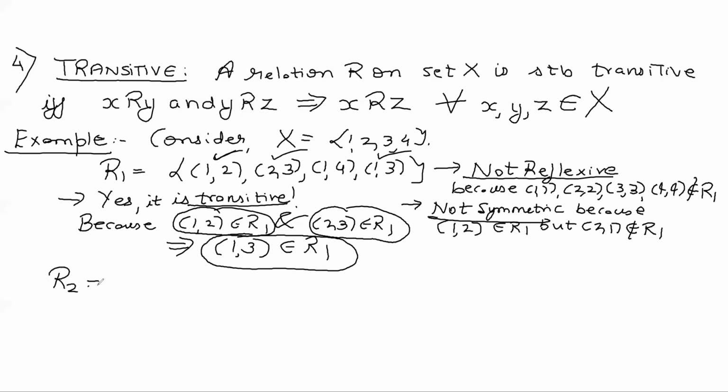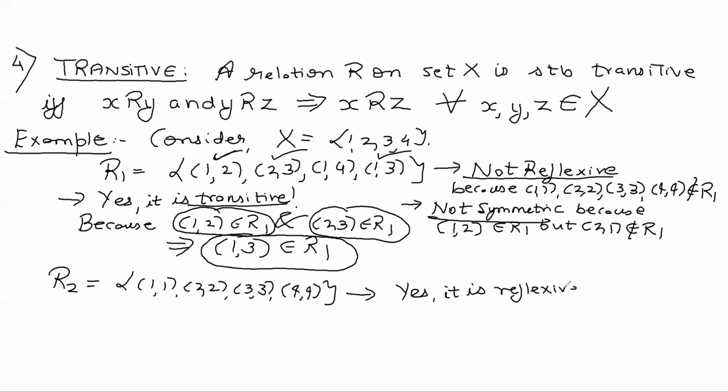Let me take another example. Is this relation reflexive? Yes, it is reflexive, since (1,1), (2,2), (3,3), (4,4), all of them belong to R2. Is the relation symmetric? Yes, it is symmetric, because it is vacuously true. The hypothesis itself is not there. Guys, is this relation transitive? Yes.